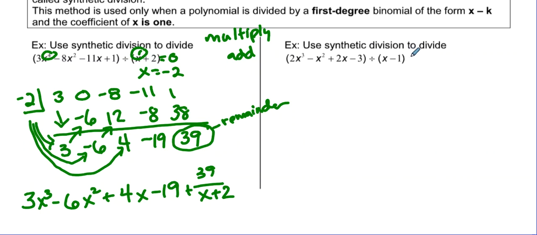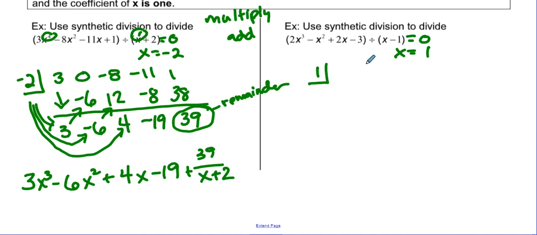Alright, so set your divisor equal to 0 and you get x equals 1. That number goes in the box. And then you want to line up your coefficients. It doesn't look like we're missing any. 3, 2, 1, so we're good. So we have 2, negative 1, 2, negative 3.